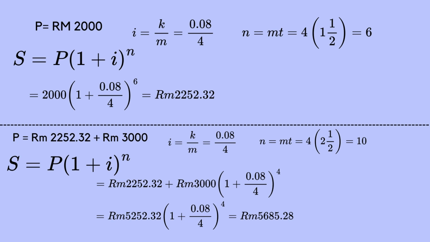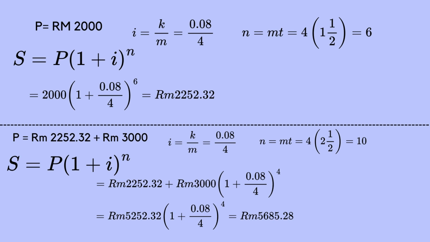But we are not done yet because the question wanted the amount after 2.5 years, but we have only done 1.5 years. So now we use the same formula as before, but our P has changed. We replace it with the previous answer and add 3,000 because she deposited an extra 3,000 into her account. So now we get 2,252 ringgit and 32 cents plus 3,000 ringgit open bracket 1 plus 0.08 divided by 4 close bracket power by 4.